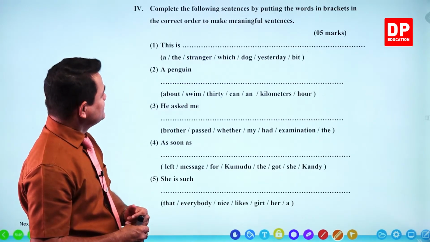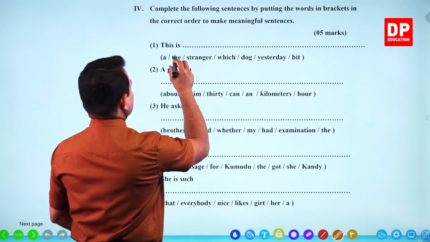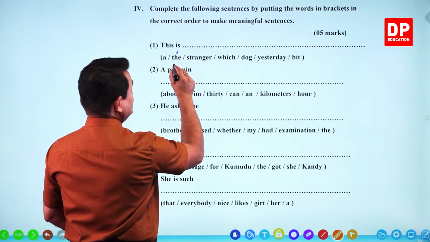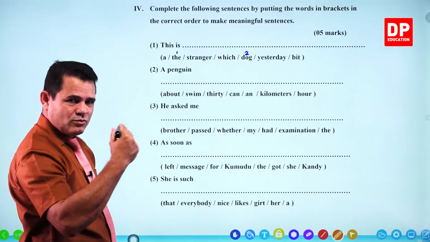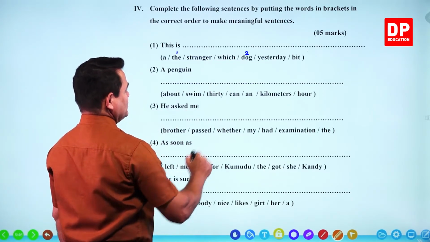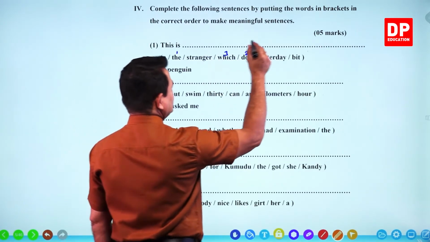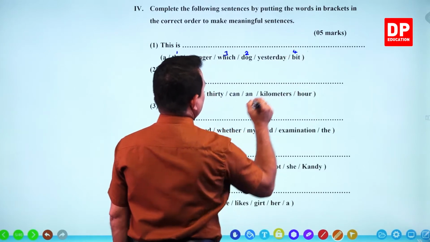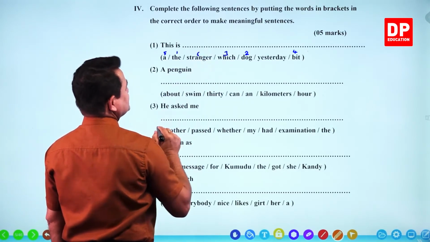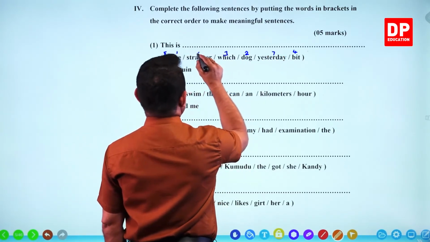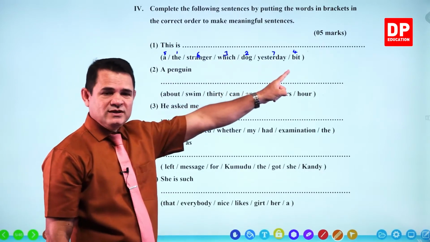This is, then you can say, the dog. This is the dog. Now to describe the dog we use this relative pronoun, which. This is the dog which bit for a stranger 5, a stranger 6, yesterday 7. Now when you put numbers like this it's very easy and you have not missed any of these words.